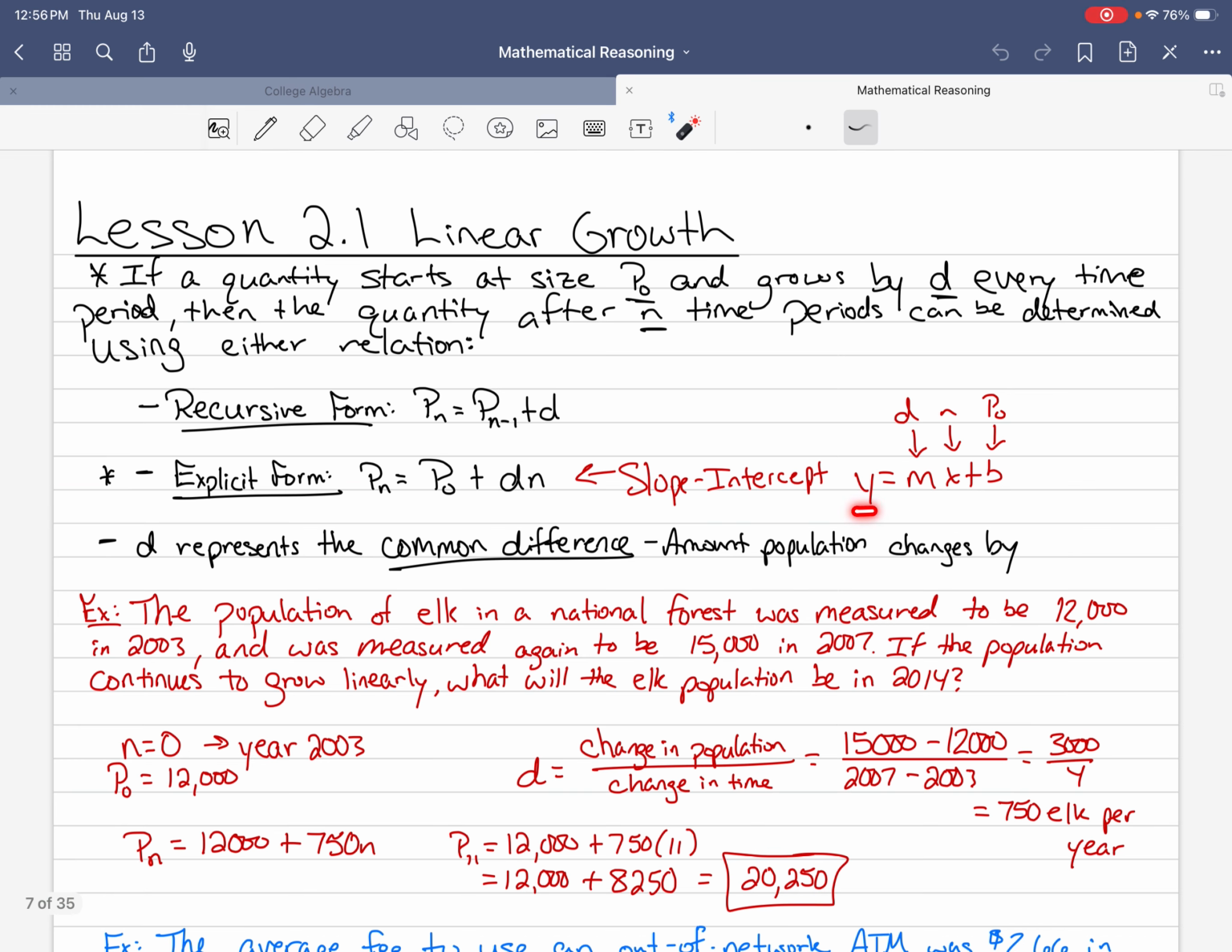Your good old classic y equals mx plus b. In this case, D would be the same thing as your m, your slope, it's your rate. N would be like your x, and P sub 0 would be your b, your start point. D represents the common difference. That's the amount that your population is changing by, whether it's increasing, decreasing, whatever is going on. It is that amount.